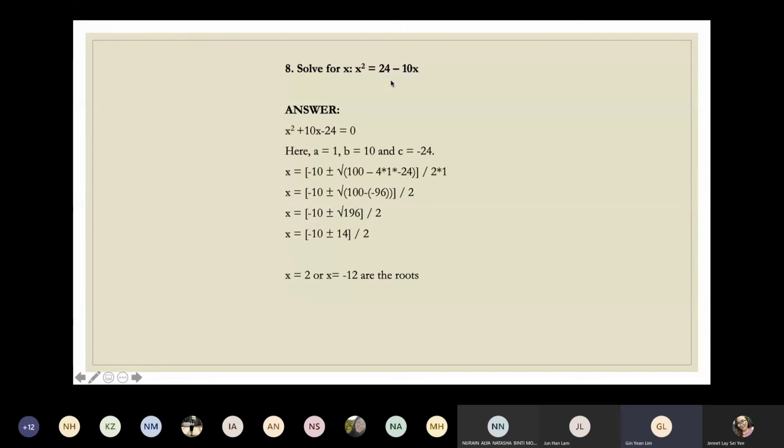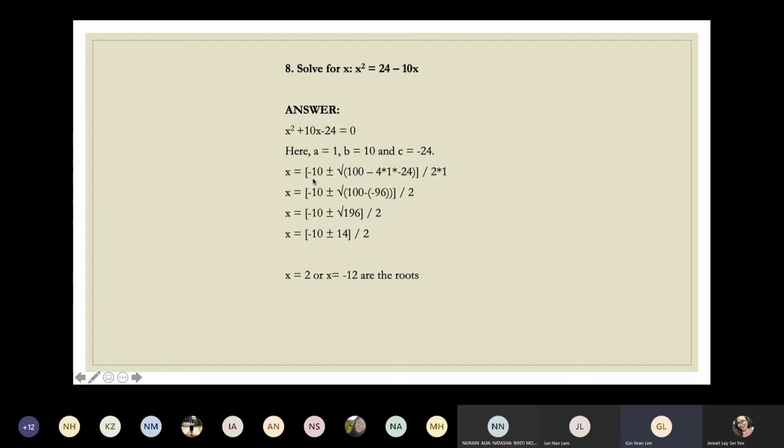So question 8 is also easy. It says solve for x: x squared equals to 24 minus 10x. So also the same, you move all the variables and numbers to the left hand side to get the right hand side equals to 0. And this will be the general form. It's already in the general form of a quadratic equation: x squared plus 10x minus 24 equals to 0. So now you will know a equals to 1, b equals to 10, c equals to negative 24.